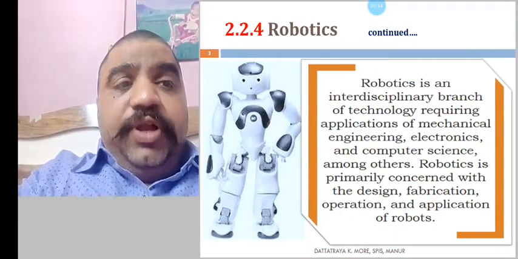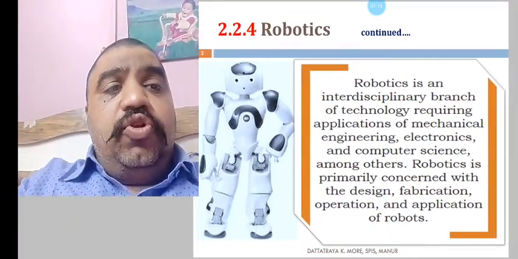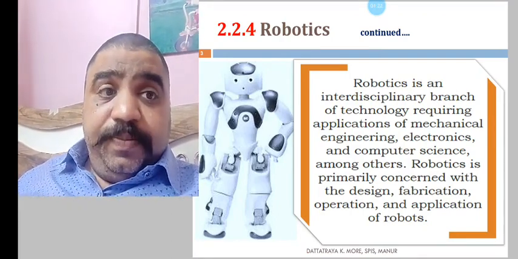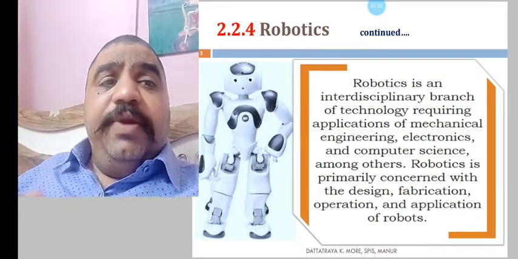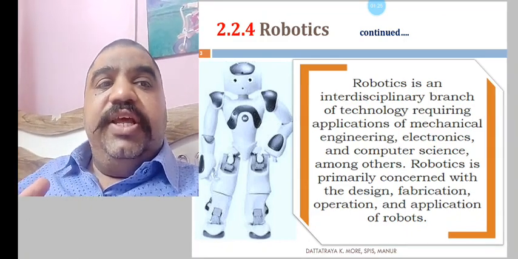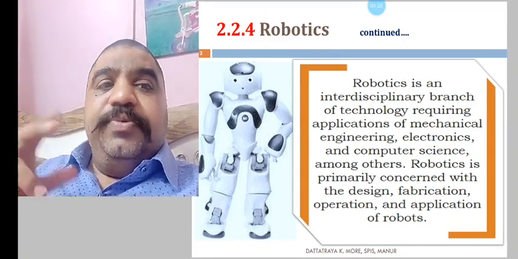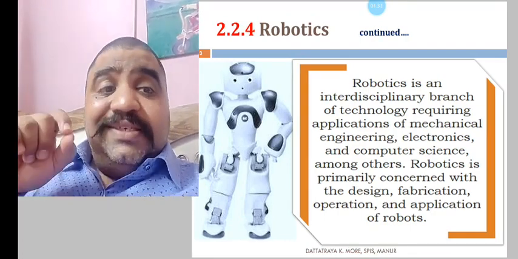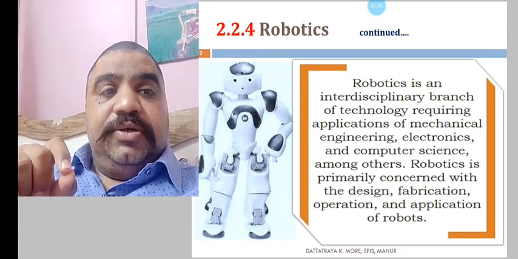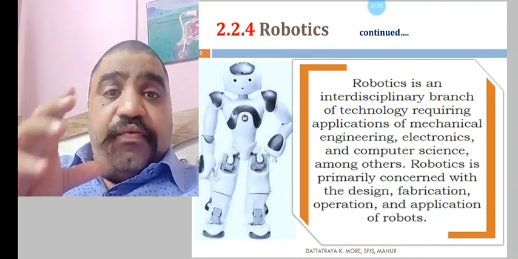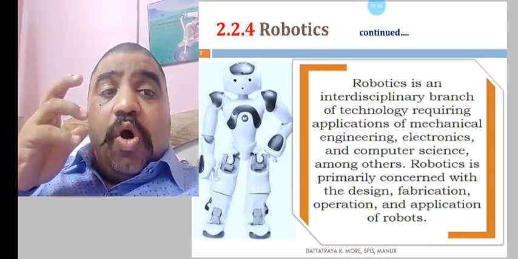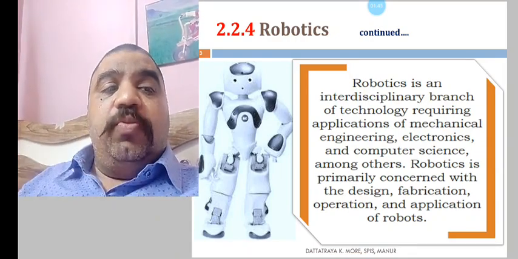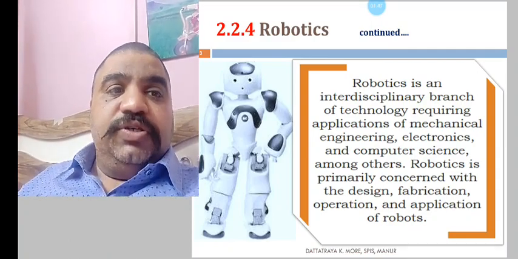So let's see one more definition about it. Robotics is an interdisciplinary branch of technology requiring applications of mechanical engineering, electronics and computer science, among others. Robotics is primarily concerned with the design, fabrication, operation and application of robots. That is a very important part.